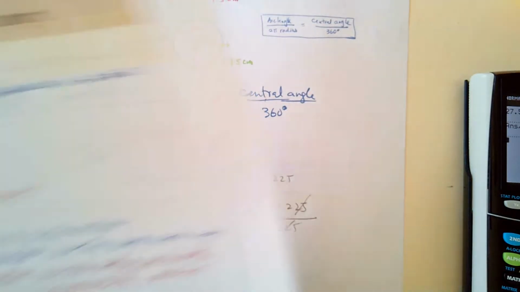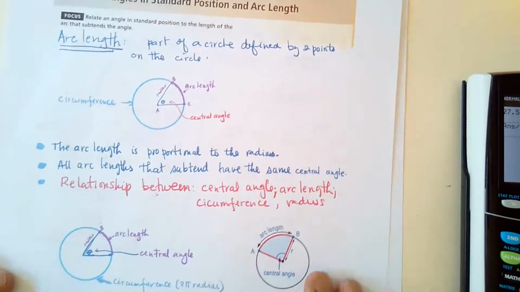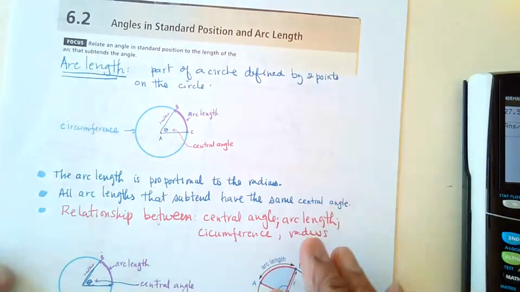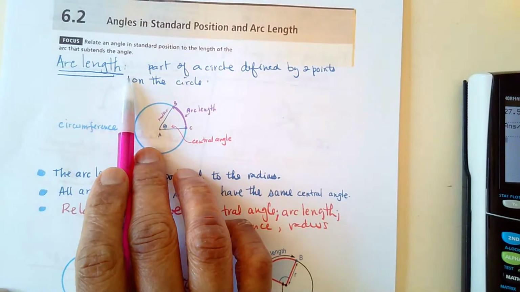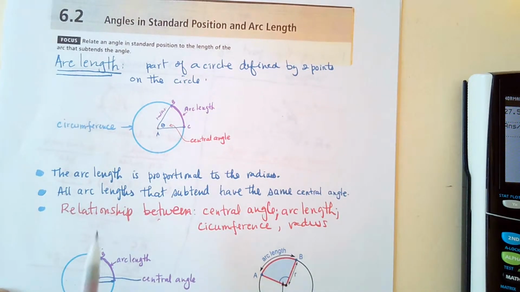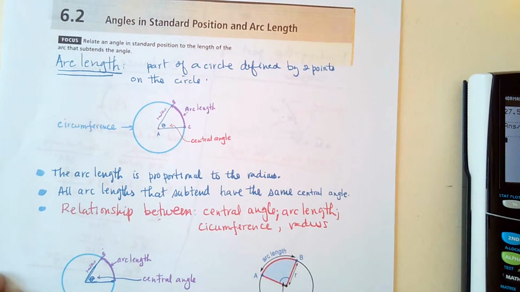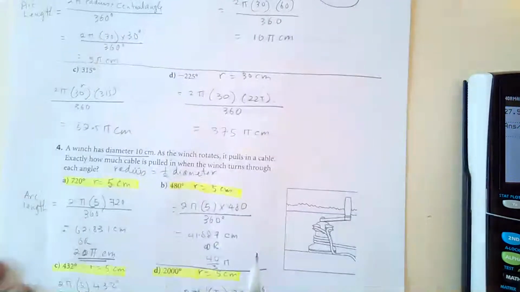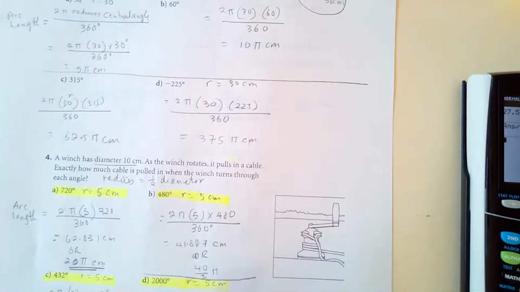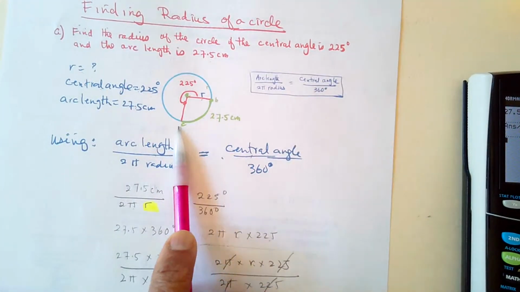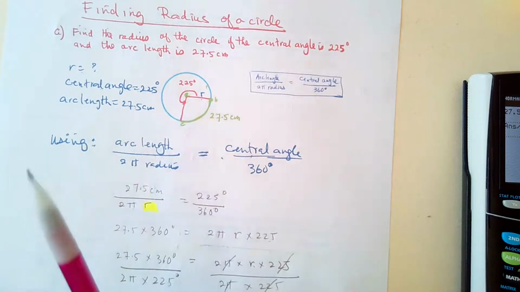Okay. So our goal today was to relate the angle in standard position, but also to find the arc length of a circle, the arc length that subtends the angle. We learned about the arc length, central angle, radius, and circumference. We've solved problems relating to finding the arc length, and then finding the radius when the arc length and the central angle are given.